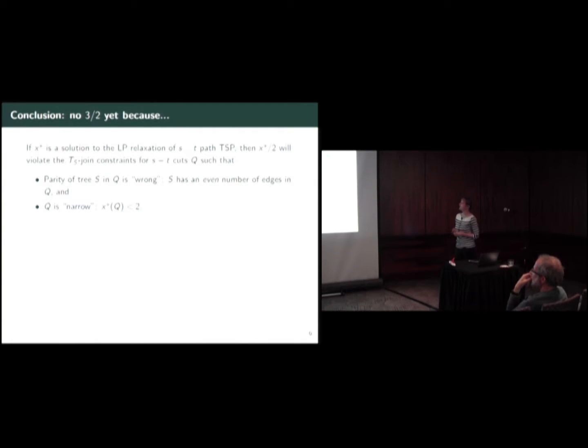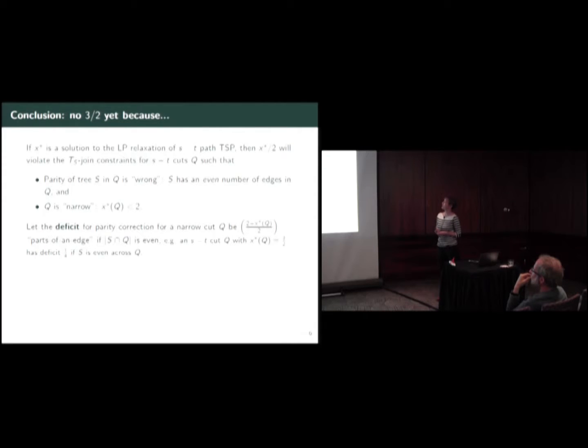Okay, so we don't have a 3 halves immediately, because if we take the LP relaxation solution and divide it by 2, that will violate the T-join constraints only for ST cuts, such that the parity of the tree in that cut is wrong, so it's even, and the cut is what we call narrow, so the x star value across that cut is strictly less than 2. If it's at least 2, we're still good.